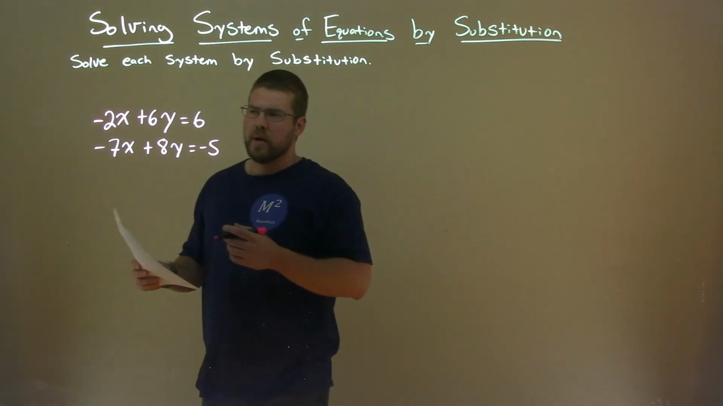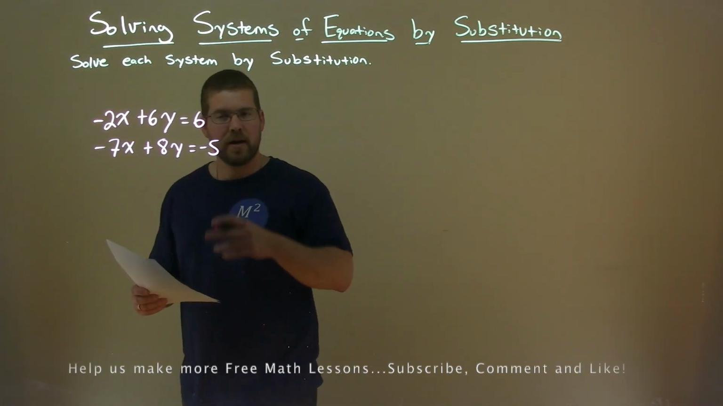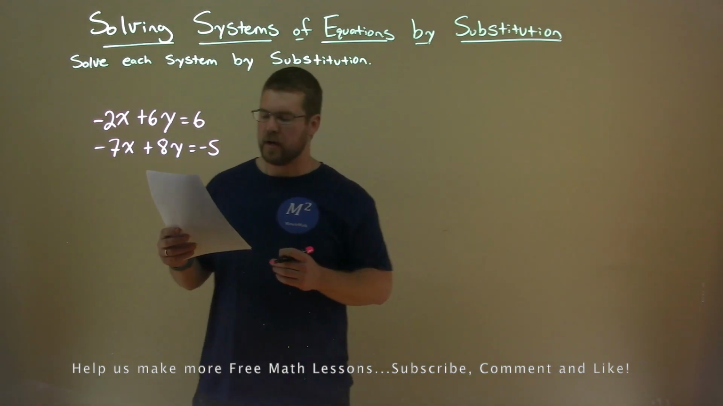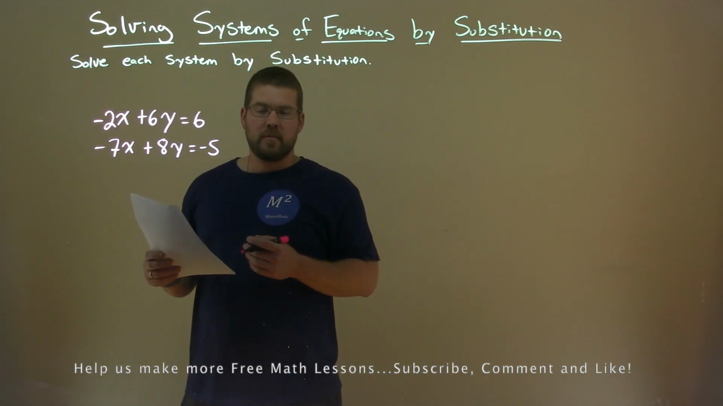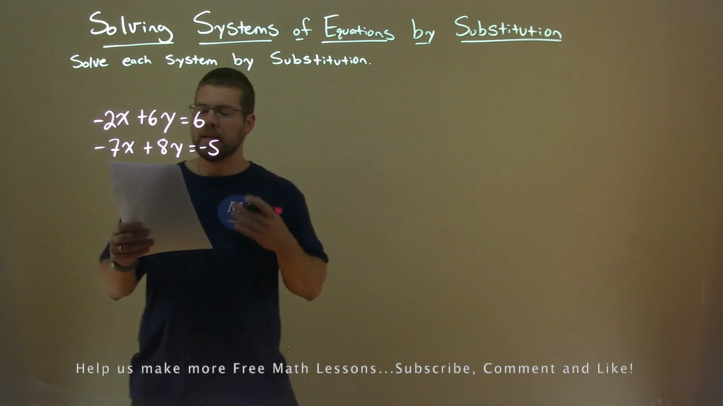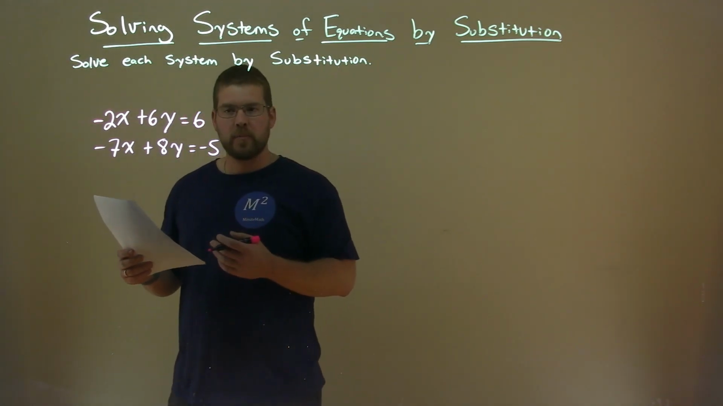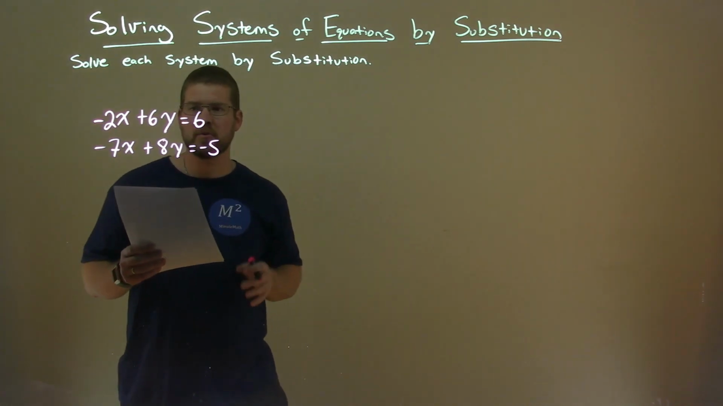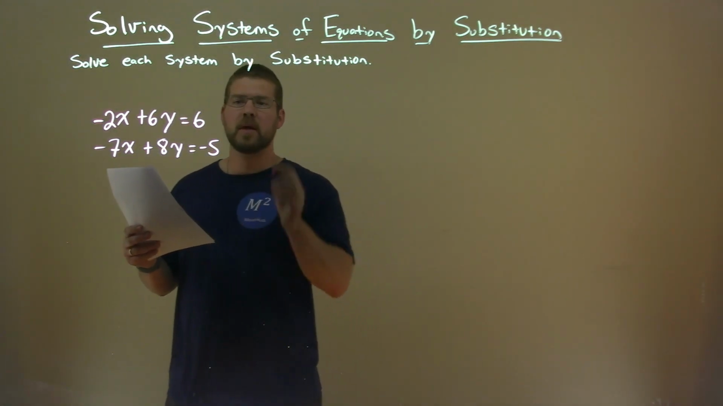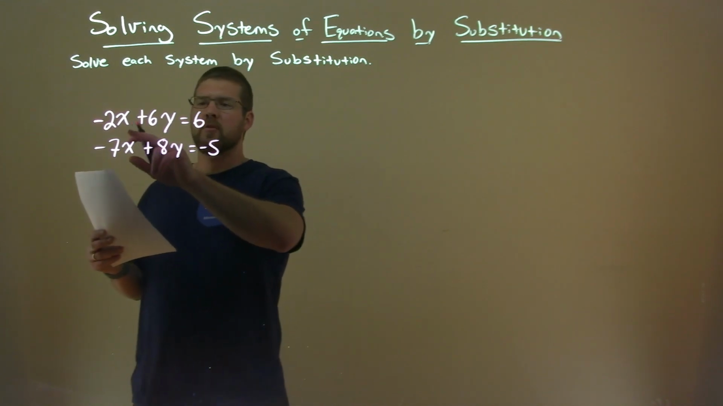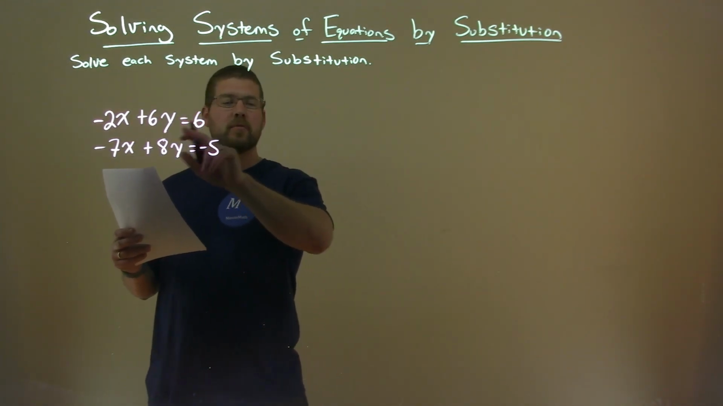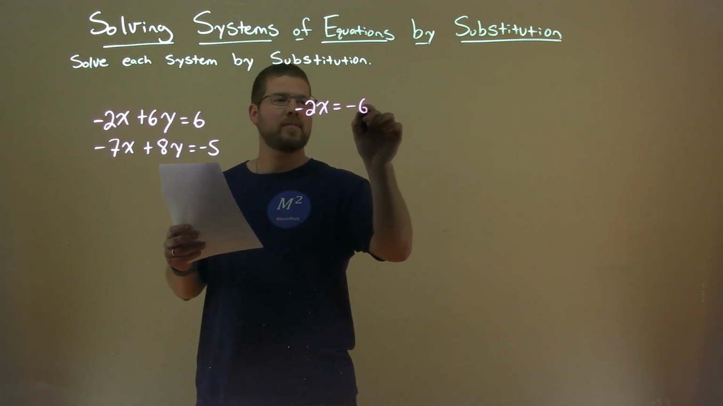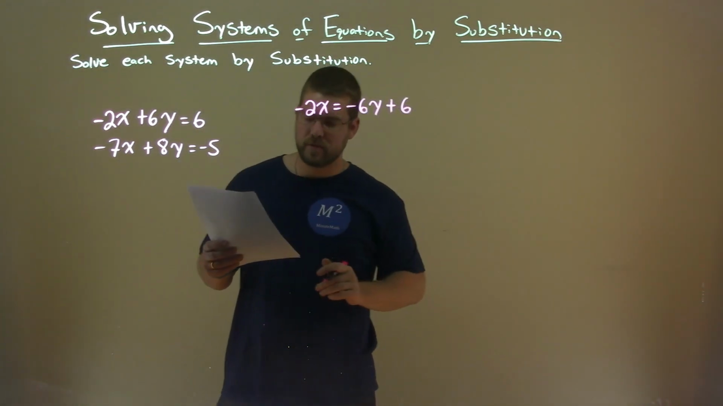We're given these two equations, negative 2x plus 6y equals 6, and negative 7x plus 8y equals a negative 5. And we want to solve this system by substitution. Well, to do that, I need to get a variable by itself. So I'm looking at these two equations, and I want to pick my first one here to try to get the variable x by itself. So that first equation, I have negative 2x plus 6y equals 6. Subtract the 6y to both sides, and I have a minus 2x equals a negative 6y plus 6.